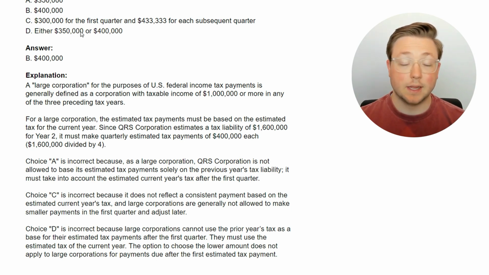And then they can't pick between the two because, again, a large corporation has to do 100% of the tax liability in the current year. So this is one of those situations where instead of the lesser of, it has to be the current year if you're considered a large corporation. Okay, with those two questions, we've learned basically what you need to know for estimated tax payments for C corporations.